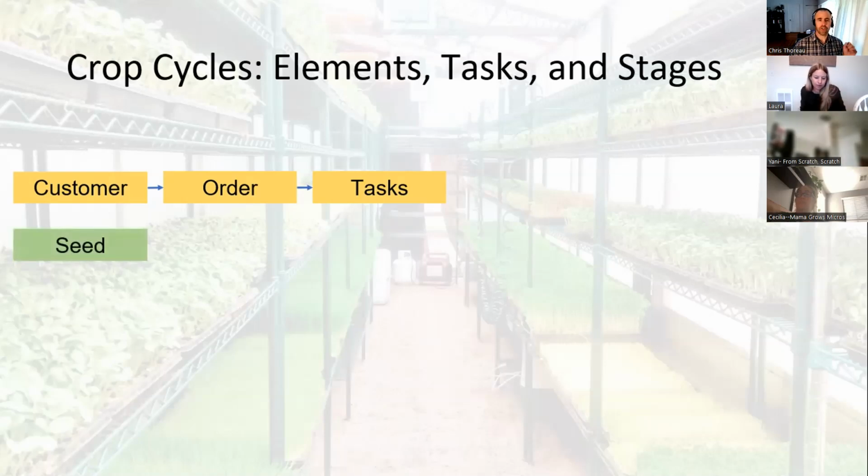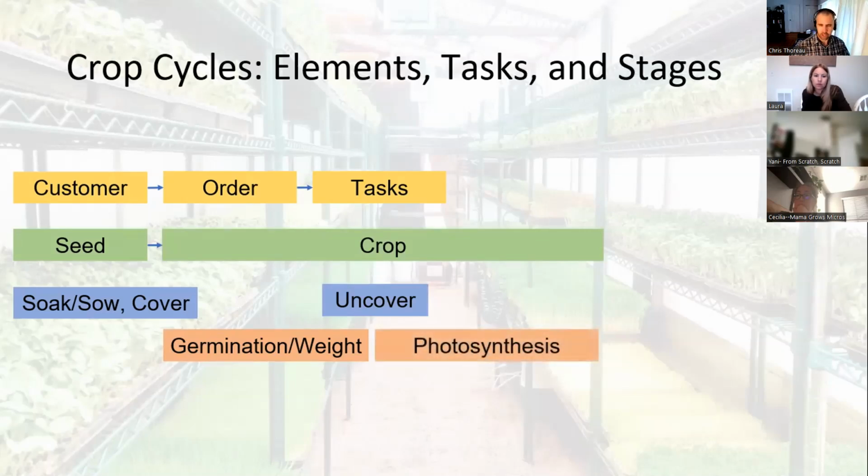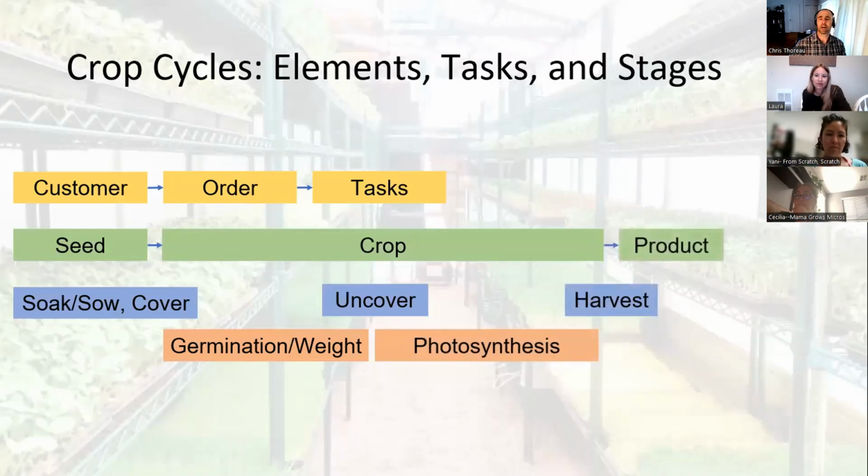Once we have our tasks generated, we're starting with the seed. We soak and/or sow that seed and cover it to get it into its germination stage. This is the point at which that seed turns into a crop. So that task represents a transition. Then at a certain point through the crop cycle, we uncover that crop and it goes into its greening or photosynthesis stage. And then, of course, we harvest that crop. At that point, that crop becomes a product, so again, another transition based on the task. Once we have a product, we can move that on to our customer.